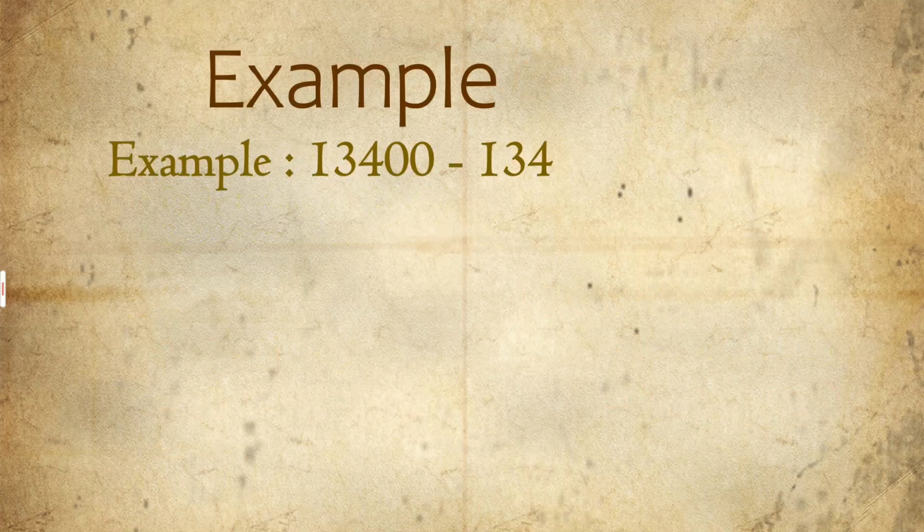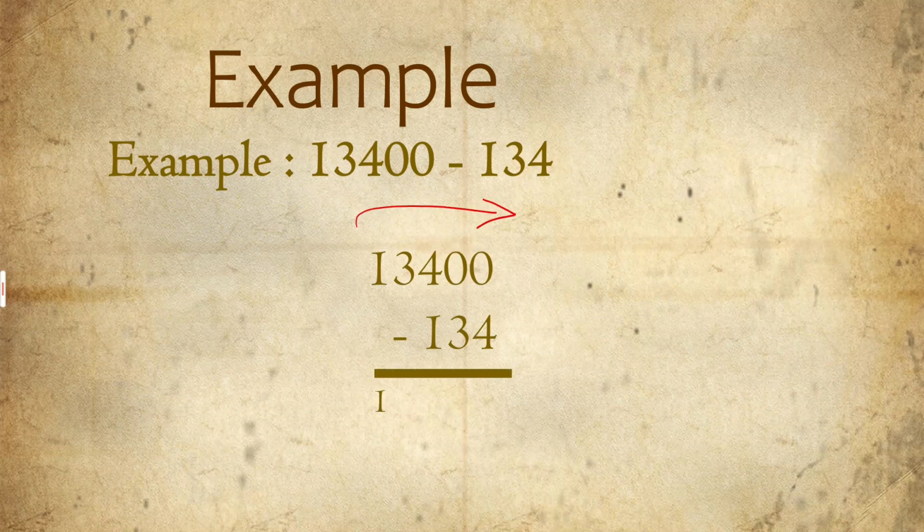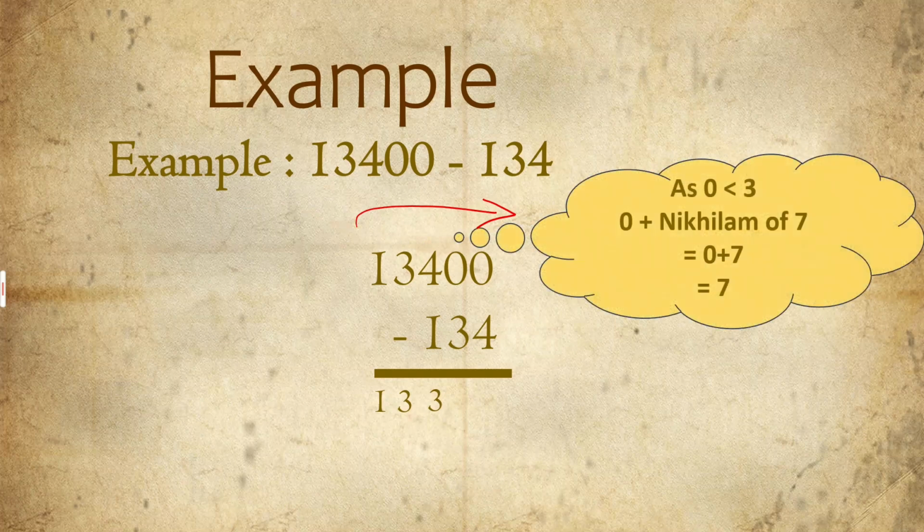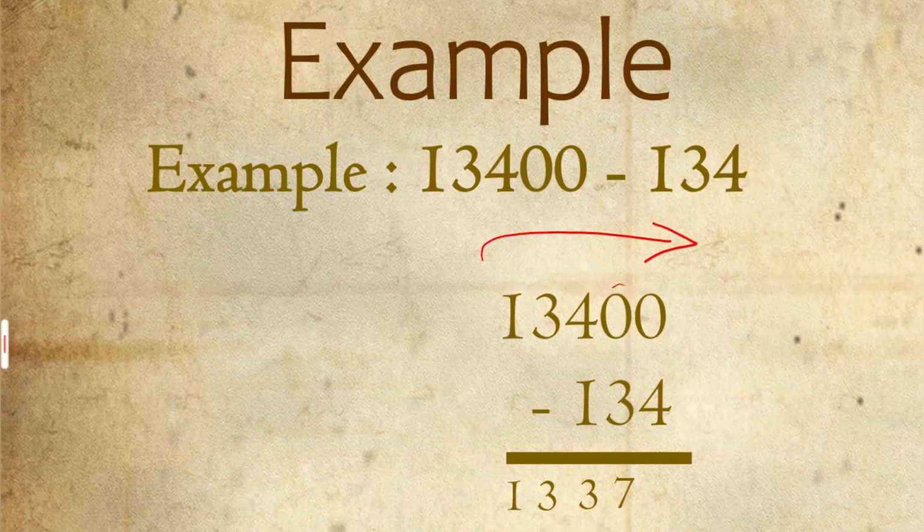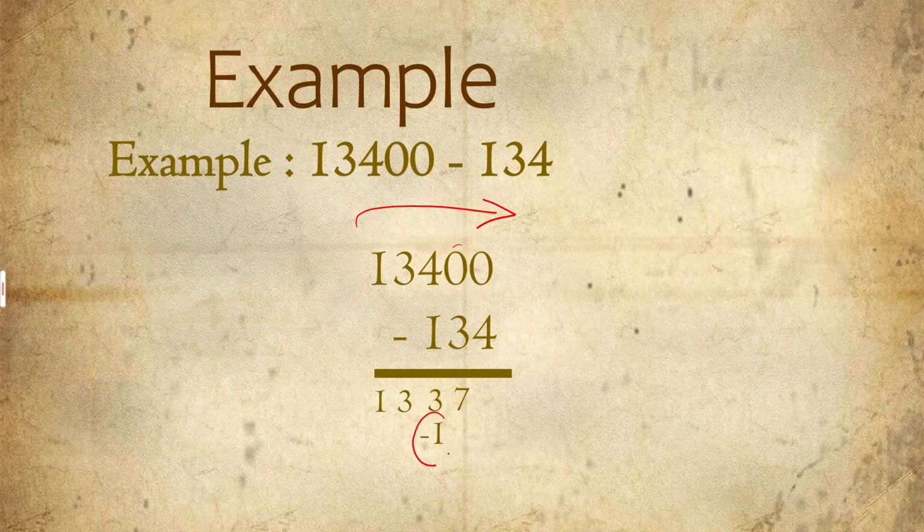So I'm going to be revising how we can do this using Nikhilam. In Nikhilam, we go in this way, right? So first, we're going to be putting 1 as it is, 3 as it is, 4 minus 1, that is 3 as it is. Now, over here, the upper number is lesser than 3, so we're going to be adding 0 plus Nikhilam of 3. I'm sorry, this is supposed to be 3. Nikhilam of 3 is basically 7. So 0 plus 7, that is 7. And then we're going to be adding the minus 1 over here.